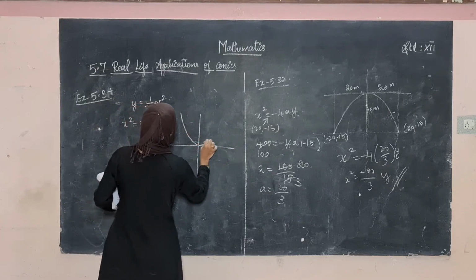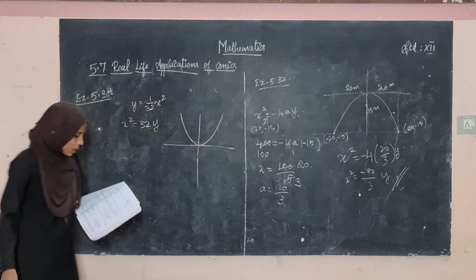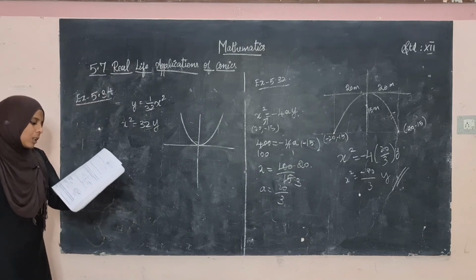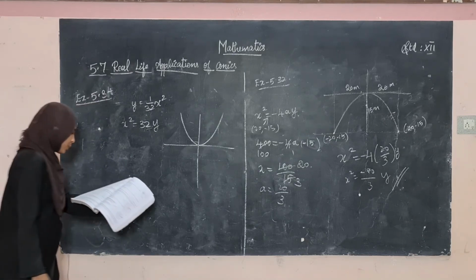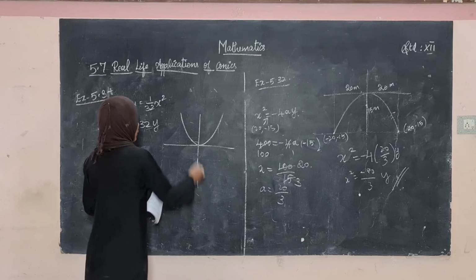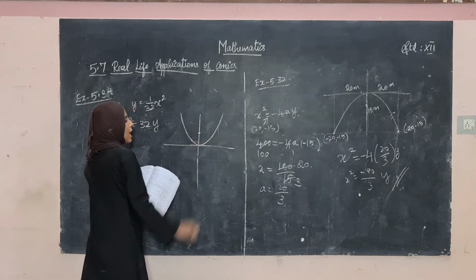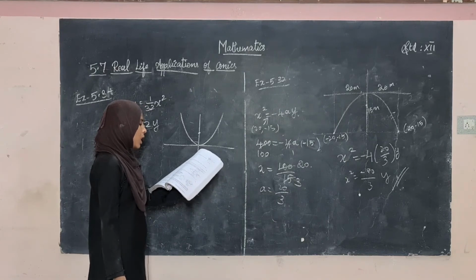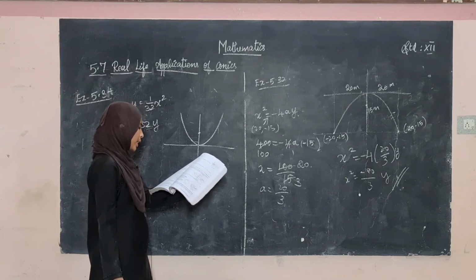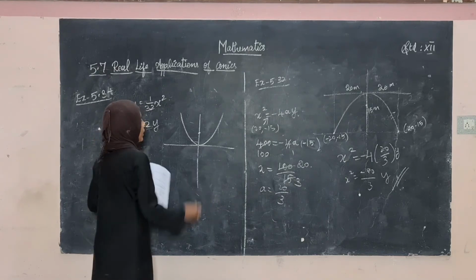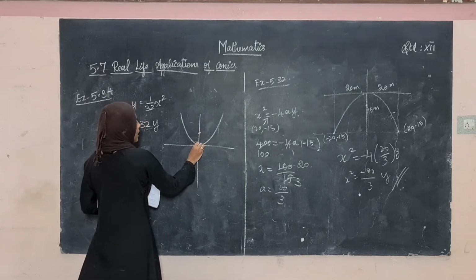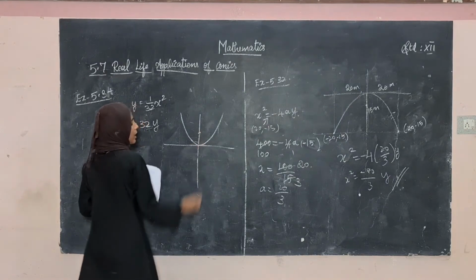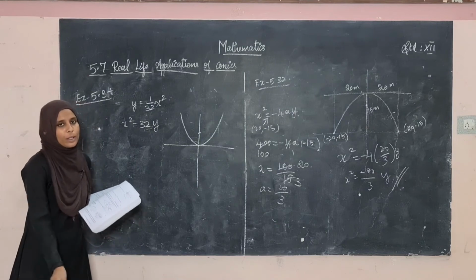So the parabola will be like this. You have to be very clear with that. There is a heating tube located at the focus. So this is the focus, and they are placing a heating tube at the focus of each parabola. How high should the tube be located above the vertex?